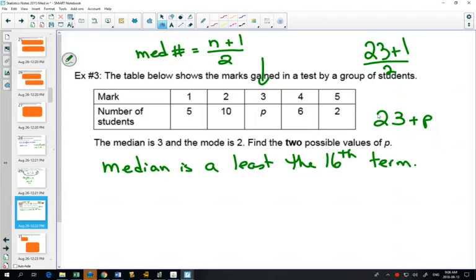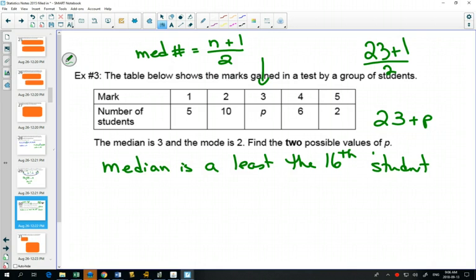Does it make sense that the median has to be at least the 16th term? Because we have 5 students here, 10 students here. This is 15 students already. So the smallest median could be is the 16th person.